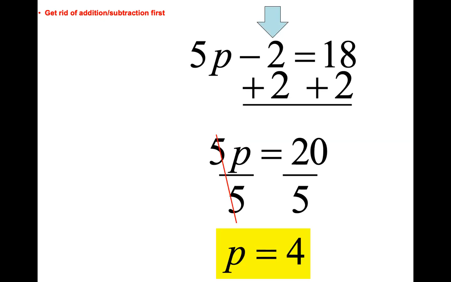Okay? I'm going to suggest to always get rid of addition, subtraction first, but there is one special case. If you want to get rid of what's attached to the P by multiplication or division, you can do it, but you got to do it to everything.